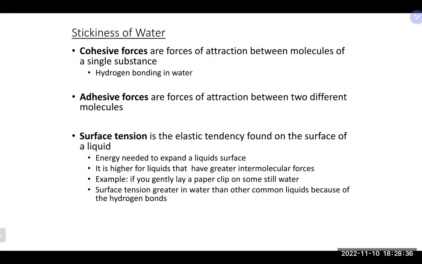So the first type of force is a cohesive force, and cohesive forces are the forces of attraction between molecules of a single substance. So how one molecule interacts with another. Something like water here, and how it interacts with another water. This would be our hydrogen bonding, and that would be our cohesive forces. Adhesive forces are how different molecules interact with one another. So the attractive forces between two different things.